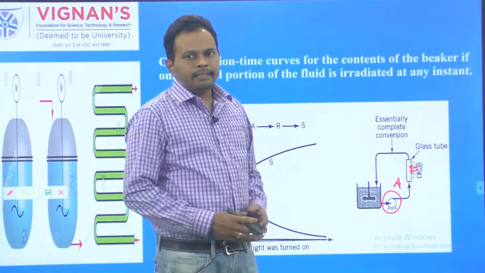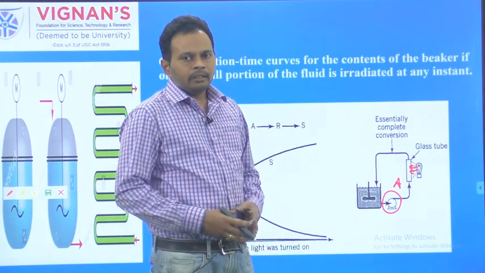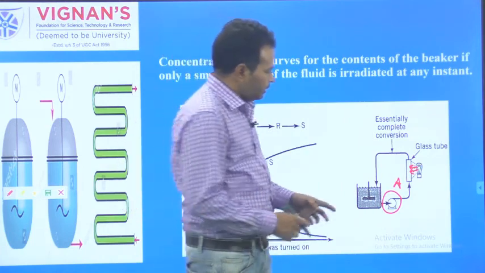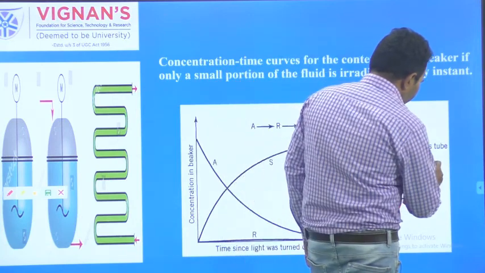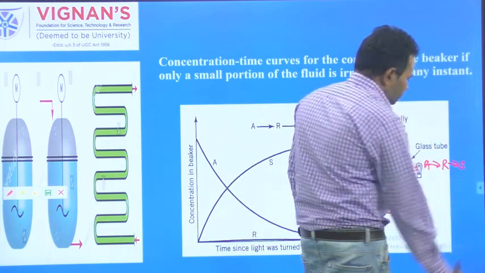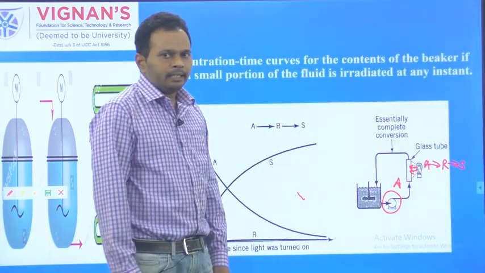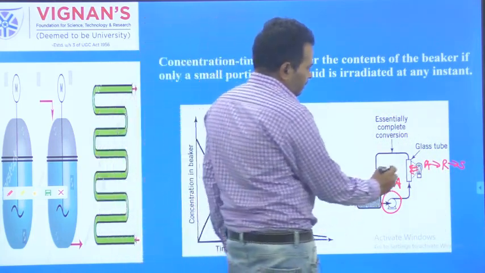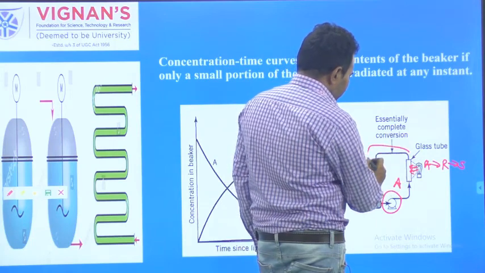So in this case, the intensity of the light is very high. So the reaction completes fast. Within the glass tube itself, from A we can have the formation of R. Immediately, by the disappearance of R we can get the S. Whatever S we obtain immediately returns to the beaker.